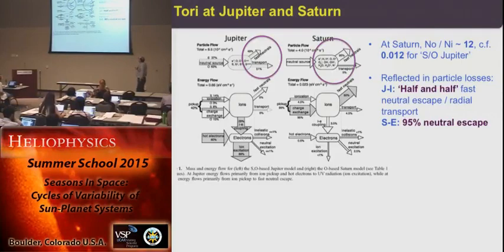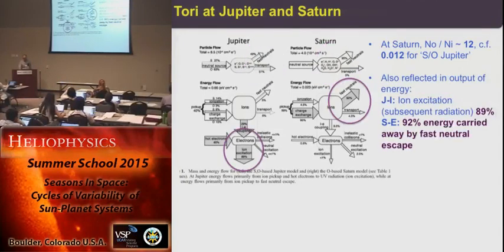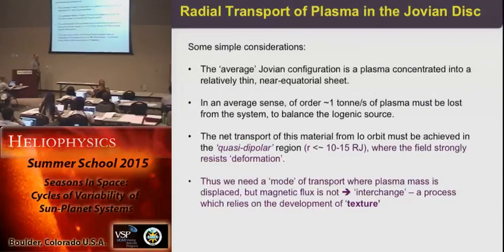So that's an important route for plasma transport. That's reflected in particle losses at Jupiter. About half of the plasma added effectively escapes through that charge exchange process, and that leaves half of it to be transported radially outward. Whereas at Saturn, something like 95% of that added plasma leaves through that charge exchange process. Okay. So how does this radial transport of plasma happen? What's the physics behind it?